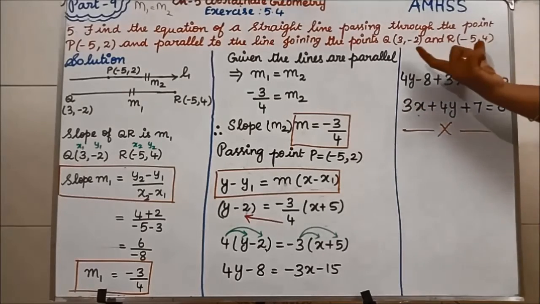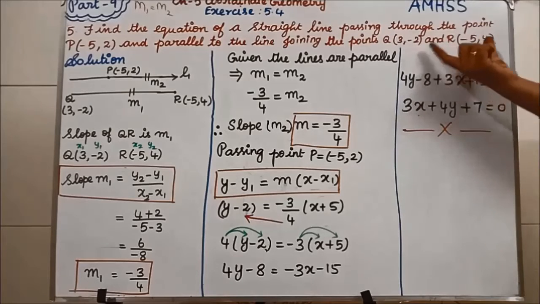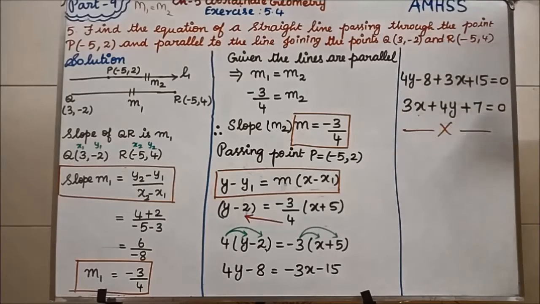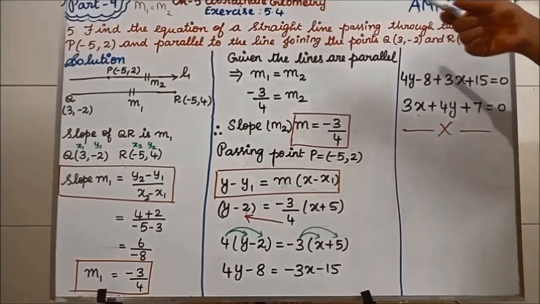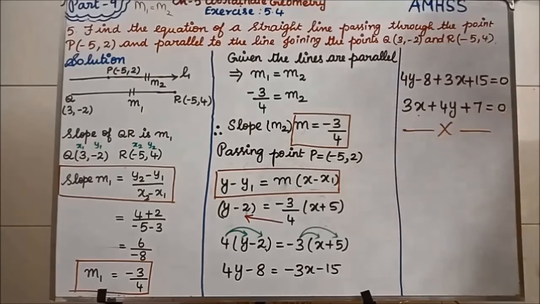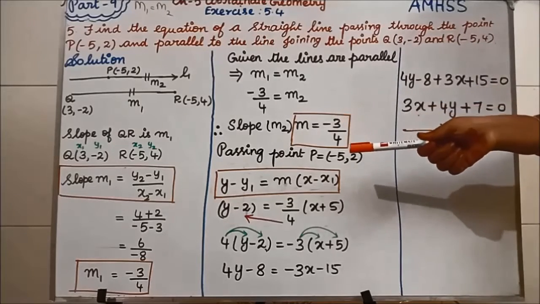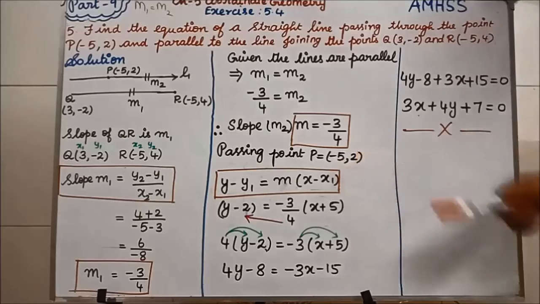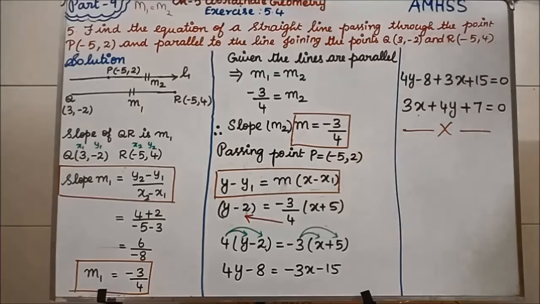Okay, using these two points we have got m1, and there is still another point given in the question. What is that? P(-5, 2). So we have got one slope and one point. Okay, one point, one slope. What is the formula for one point, one slope? y minus y1 equals m into x minus x1. Clear, students? That is the one point, one slope formula.